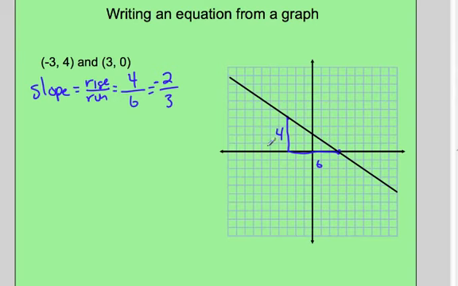Okay, and how would I know that if I just wanted to use this? Well, if I start at one point, I go down 4, and I go plus 6. And so that would be a negative 4 and a plus 6. When I simplify, I just end up with negative 2/3. I'm not sure if that made sense to you, but that's the basic concept behind here.